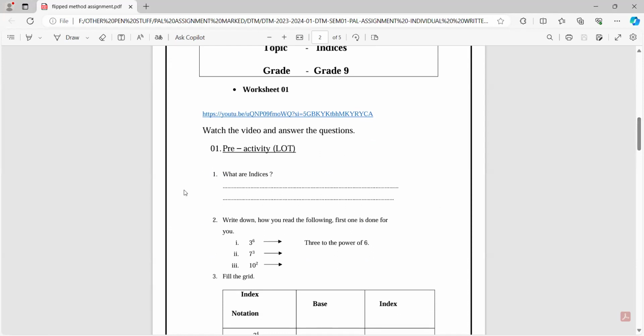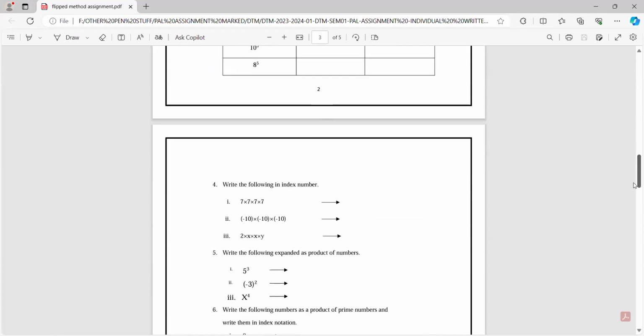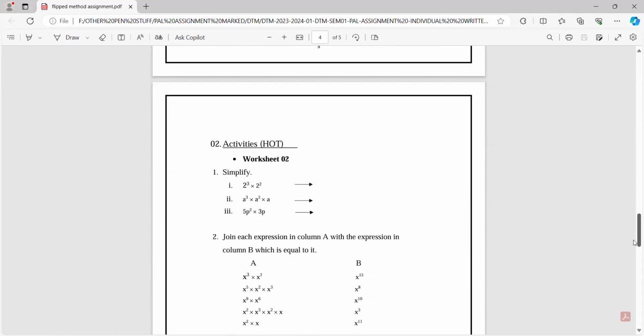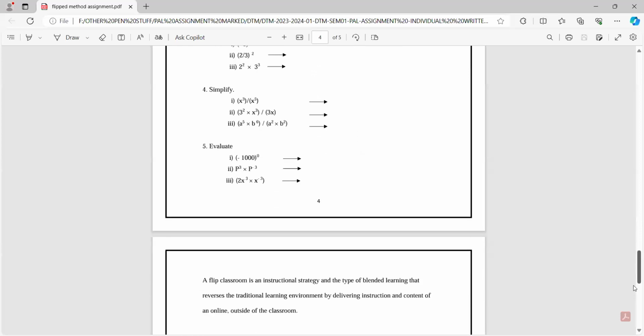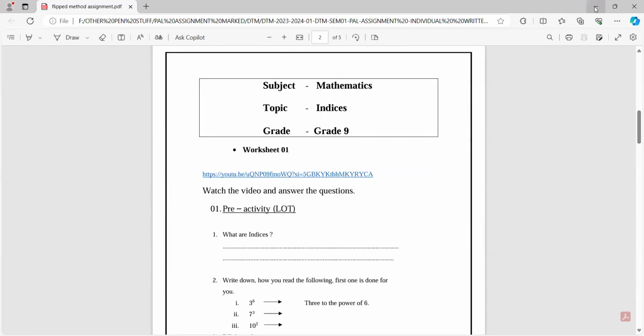So they can watch and they can answer directly from the video, cut and paste ones. Okay. And then in the class, there are difficult ones for them to do in groups.